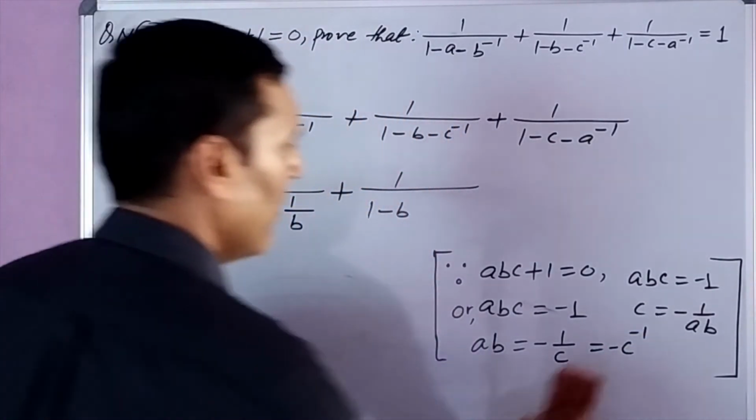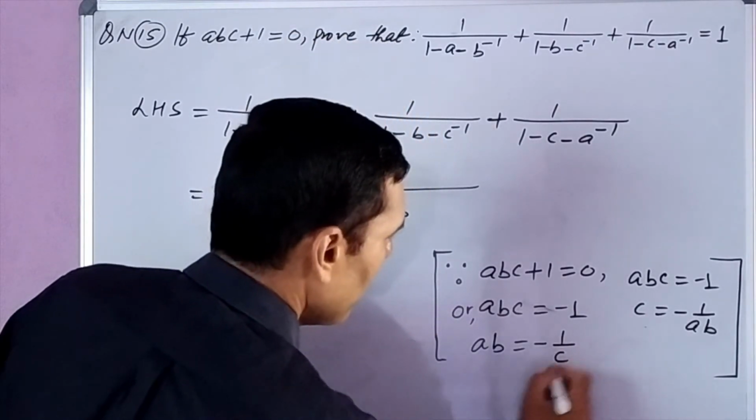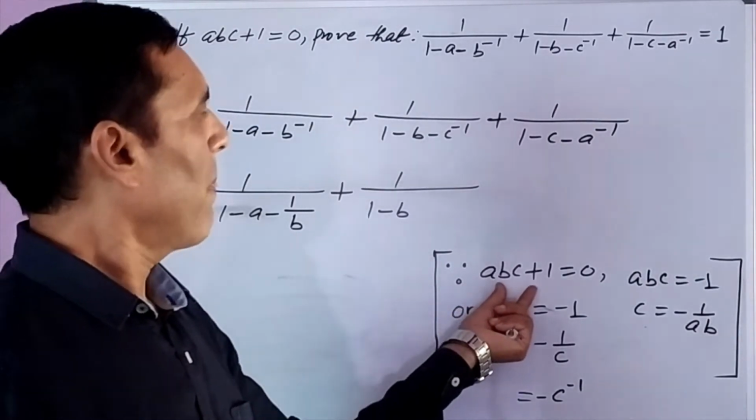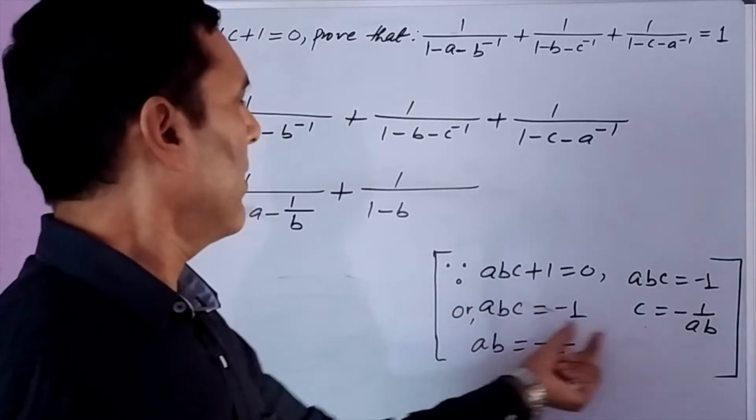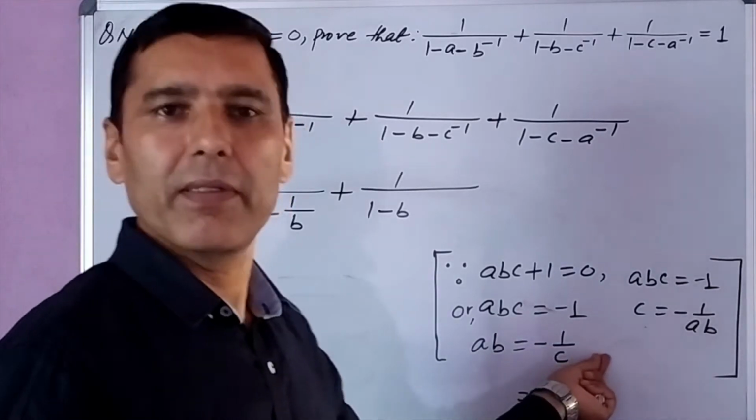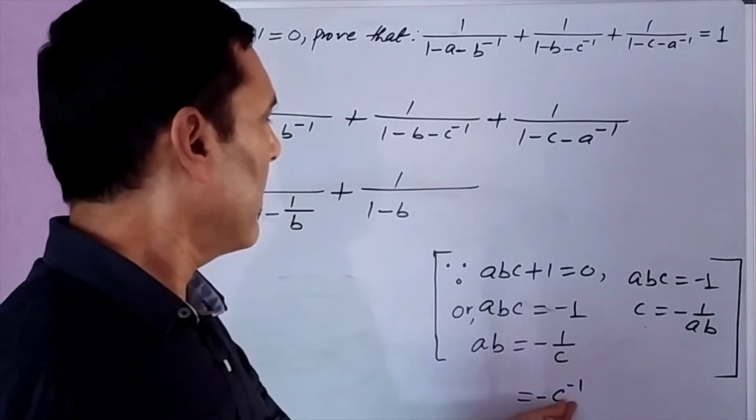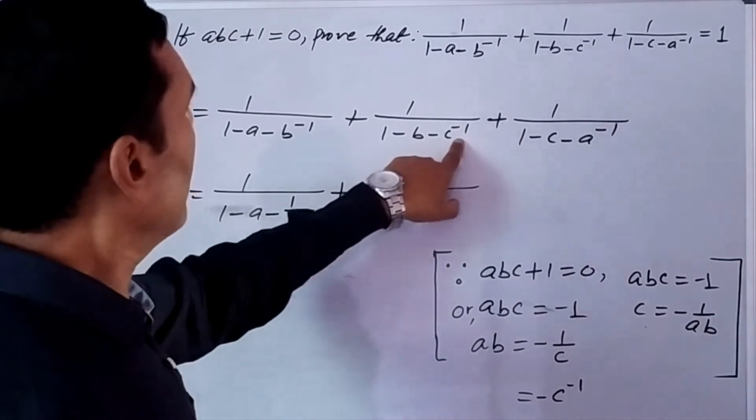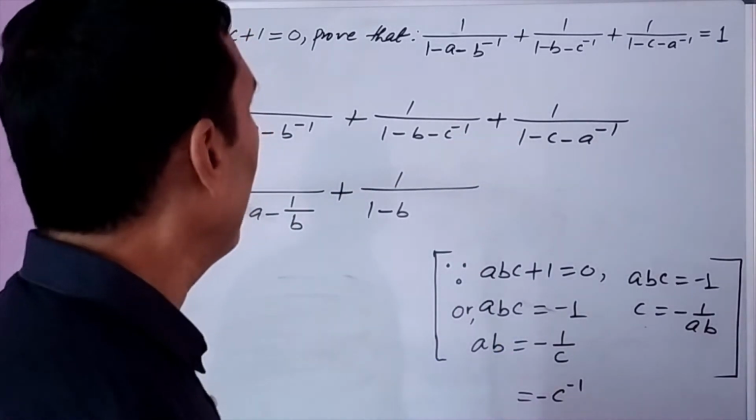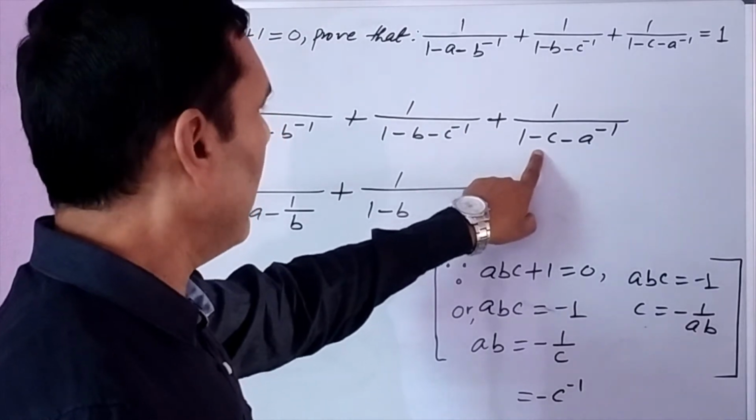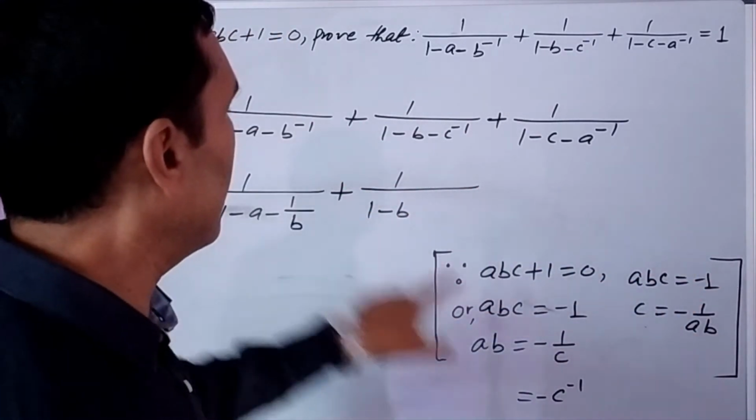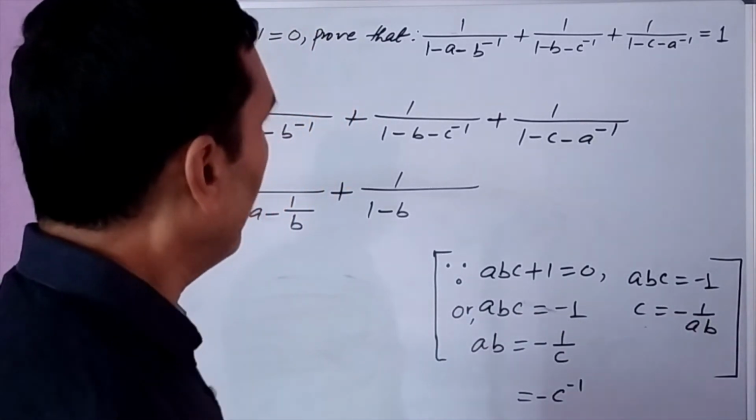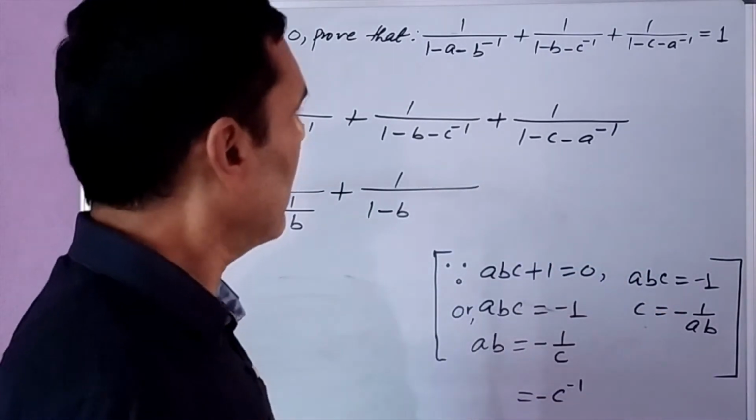It is minus c to the power minus 1. So abc plus 1 is equal to 0, abc is equal to minus 1, ab is equal to minus 1 upon c. Therefore, it is minus c to the power minus 1. So for minus c to the power minus 1, we can write plus ab. And in the third denominator we have c. So abc is equal to minus 1 from the given condition, and c is equal to minus 1 upon ab. So for this c we can write minus 1 upon ab.